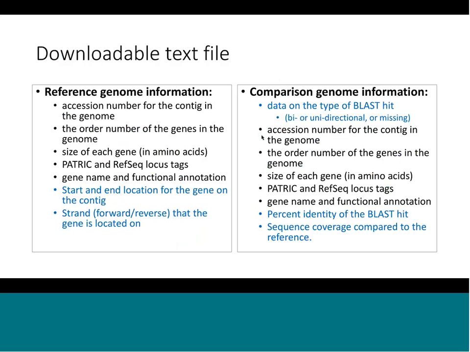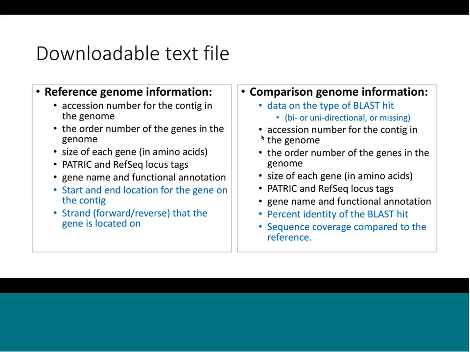We tell you the contig that the gene is on, the order that the gene is on that contig, the size of that gene and the amino acids. We provide the PATRIC and RefSeq locus tags because we understand that many biologists speak GenBank and RefSeq locus tags. That's how things are referred to in papers. We want to make it clear and easy for you to draw the correlations that you need between data types. We also give the gene name and the functional annotation.